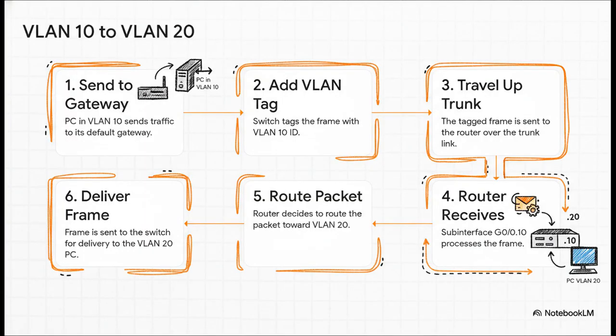So let's put it all together. A PC in VLAN 10 sends a packet to its gateway, our router's new virtual interface. The switch gets it and slaps on the VLAN 10 tag. That tagged frame zips up the trunk link where the router's .10 subinterface is waiting to grab it. The router then strips off the tag, looks at the destination IP, sees it's for the VLAN 20 network, and makes a routing decision. Finally, it sends the packet back down the trunk, but this time it's aimed at the .20 subinterface, which tells the switch exactly where to deliver it. And just like that, we have communication.